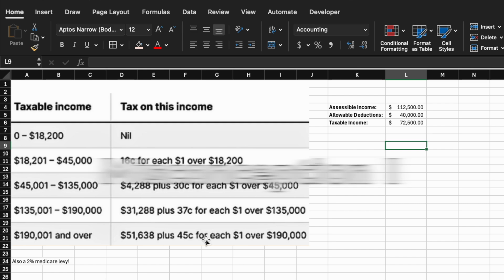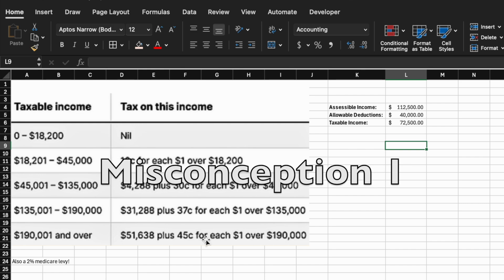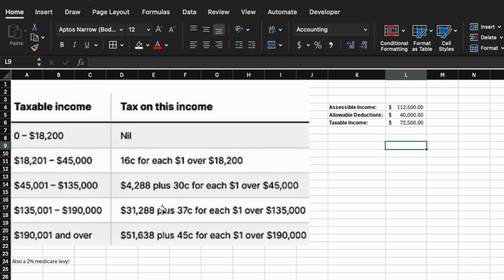Now, one of the most common misconceptions is that if you're in this bracket here, and say your taxable income's 140,000, that entire 140,000 gets a 37% tax rate. That is not true. It's a marginal tax system, meaning no matter how much you earn, the first 18,200 has no tax. Then the money from 18,200 to 45,000 has 16 cents for each dollar. And then as you go up, you're paying at that rate.